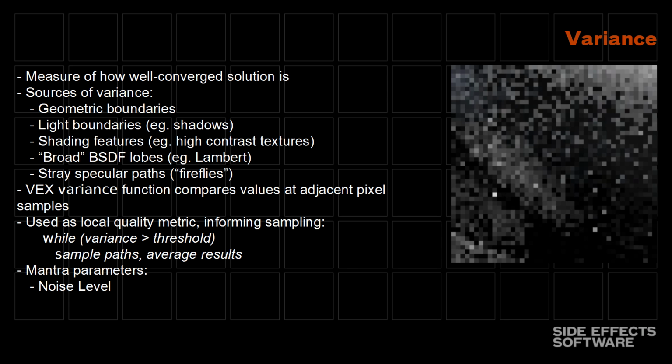So we say, for example, in pseudocode, while the variance is above a threshold, we sample more paths, we average more results. And hopefully, as a result of tracing more paths through the scene, we average out any spikes in terms of illumination. So the Mantra parameters that you're interested in are called noise level. VM variance is the parameter name, the actual parameter itself. And so lower noise levels reduce the amount of variance or tolerance that is allowed for any given pixel. So those are the ones you want to tune.